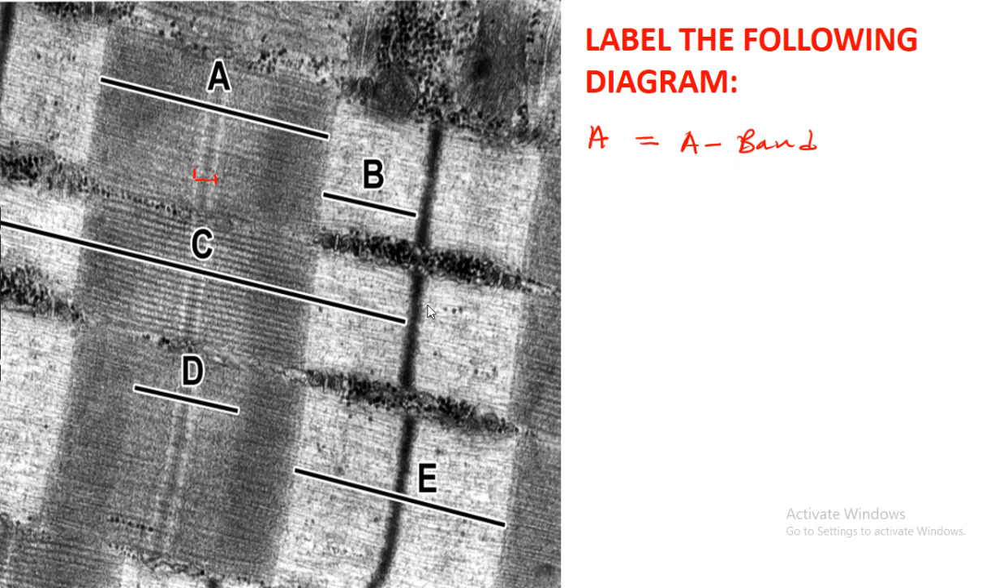So if you look at C, it's coming from one Z line to another Z line. So the label marked C is known as the sarcomere. Then when you look at the label marked B, B is within the I band, and they have just cropped this section to that section.